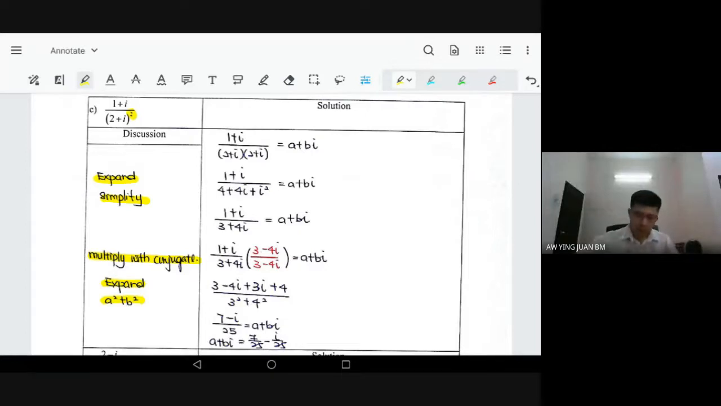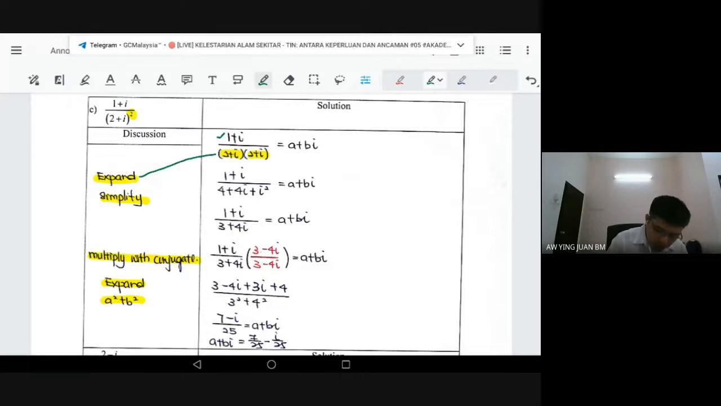Okay? So, back to the questions. Saya pun tulis 2 plus I squared. Very simple. Saya nampak atas ini, saya just copy. Bawah ini, saya expand.